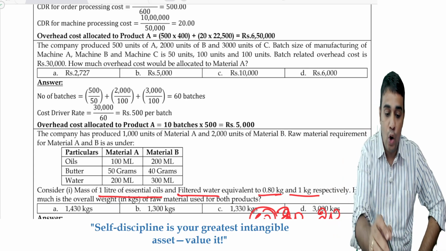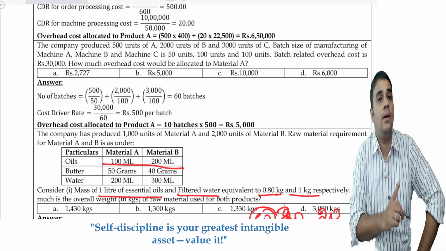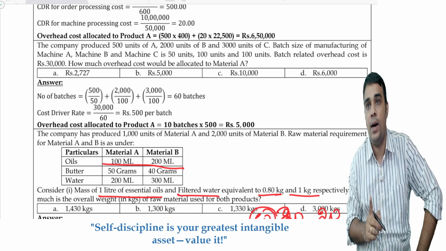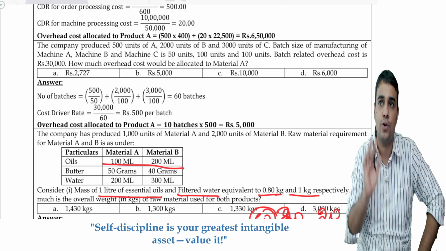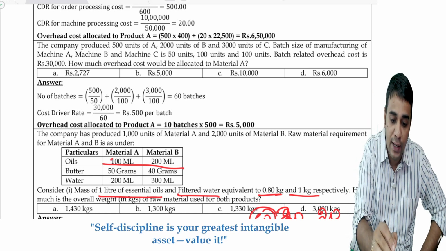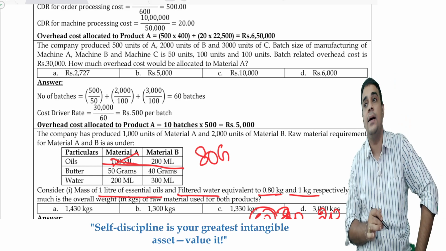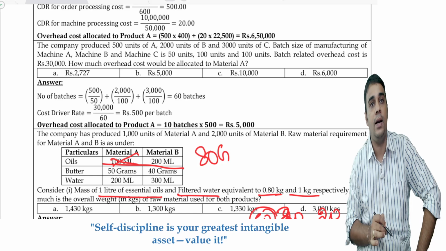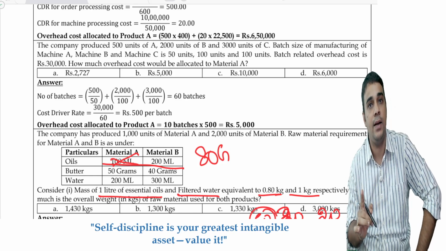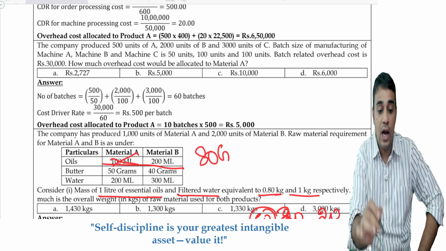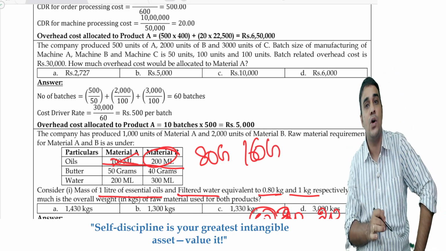So listen, oil is not 100 ml and 200 ml. 1 liter of oil is equal to 0.8 kg. So it's not 100 ml, it is 80 gram. 1 liter is equal to 0.8, so 100 ml is 80 grams, and 200 ml is 160 gram.